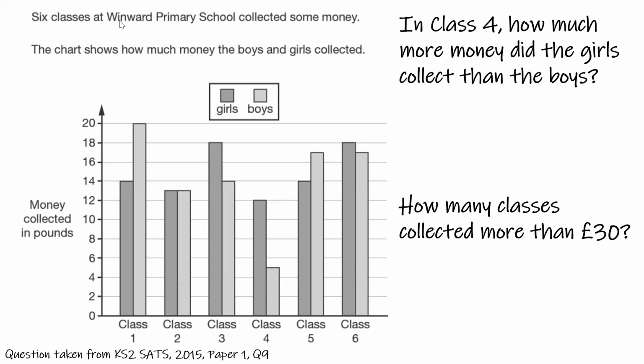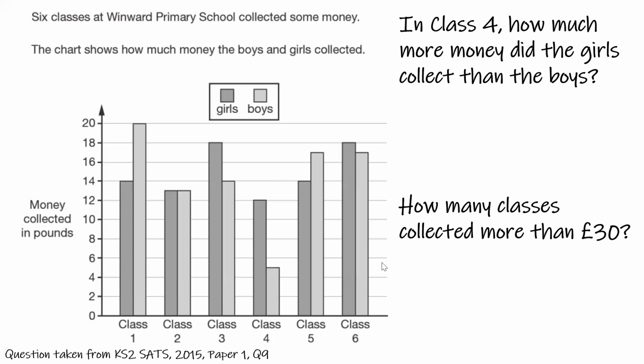So we've got 6 classes at a primary school collected some money. And the chart shows how much money the boys and the girls collected. So we've got the girls in this darker colour grey and the boys in this lighter colour grey. So we've got 2 bars for each class. And the height of each bar shows the amount of money that's been collected in pounds. And then along the bottom, we've got each of the 6 classes.